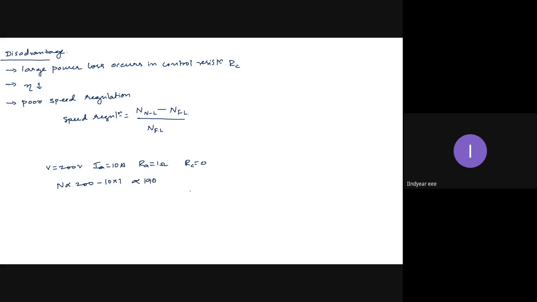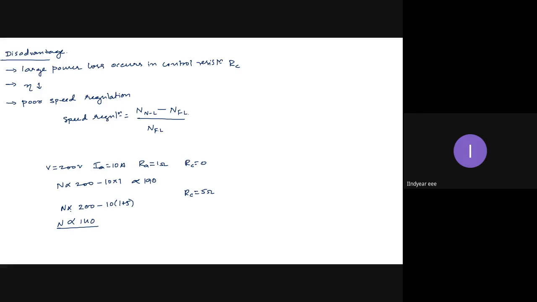Now if RC is increased by a few ohms, let us take only 5 ohms. Then my speed will be proportional to 200 minus 10 into (1 plus 5), so it is proportional to 200 minus 60, which is 140. So as I increase the resistance, the speed is varying largely. Therefore, speed regulation is poor.